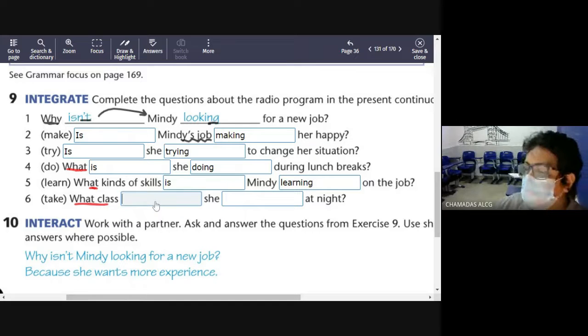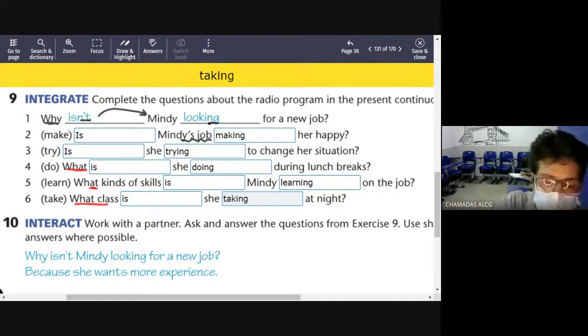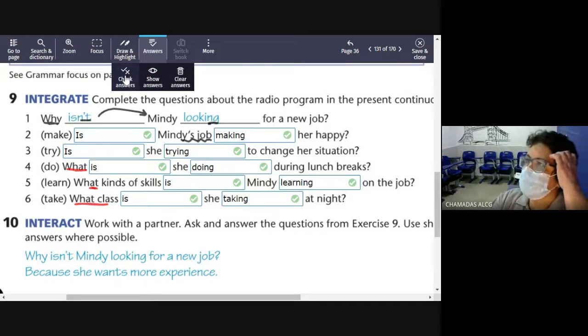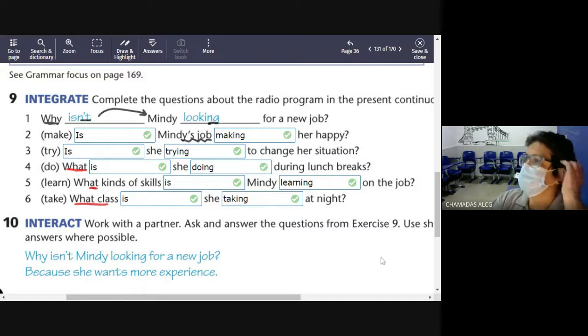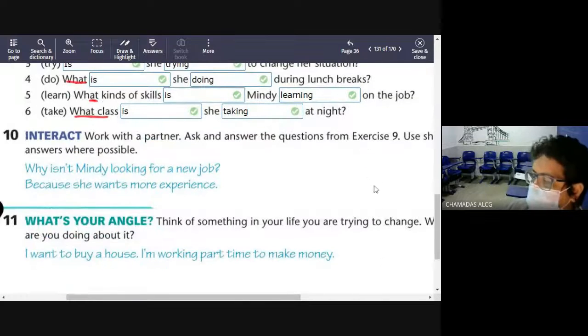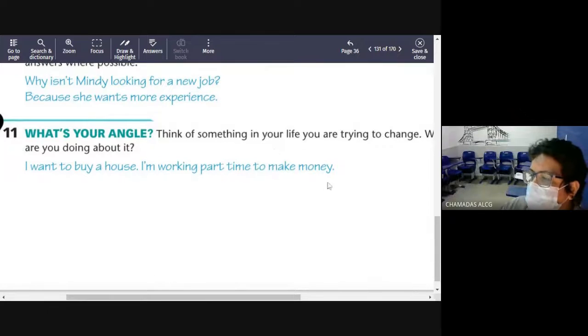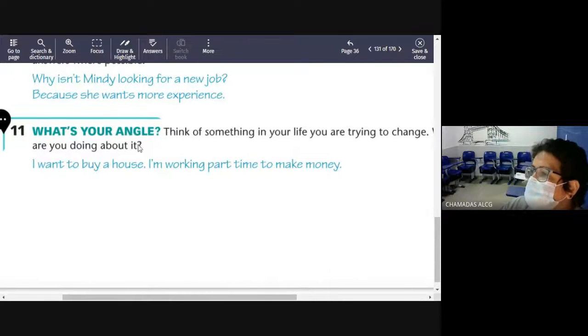What class is she taking at night? All right. Verb to be, present participle. Checking the answers. Everything correct. All right, people. So we don't need to do number 10 now. Okay. So I just want you to think about the last one.